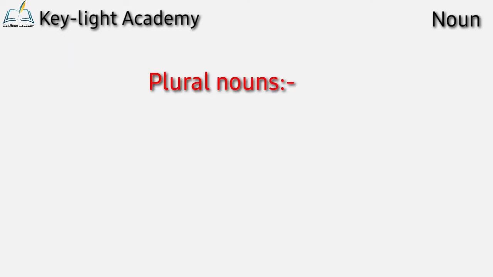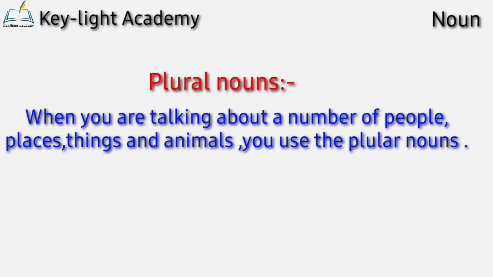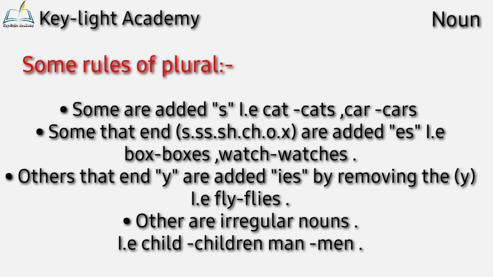Now we learn the next part of the noun, the plural noun. When you are talking about a number of people, places, things, and animals, you use plural nouns. Here are some rules for making singular nouns into plural nouns. Some are added with s, such as cat, cats, car, cars.